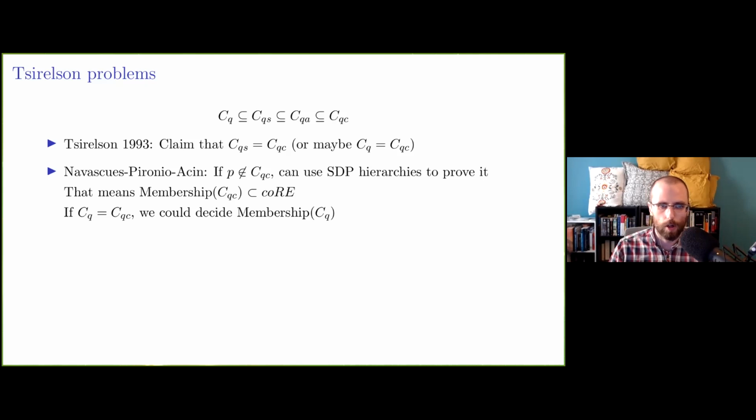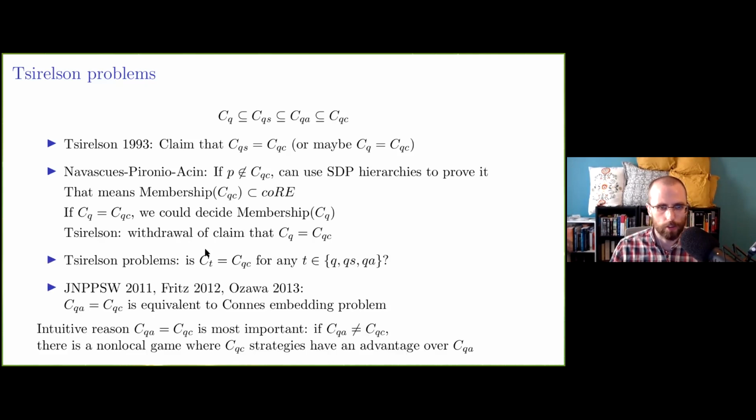And so the way I've heard it is that they were looking at this. They found these SDP hierarchy methods for this problem and thought maybe they had solved the problem. They got in touch with Tsirelson to ask about this claim, which, as I said, was a claim in a paper but was not proved. And he ended up withdrawing the claim.